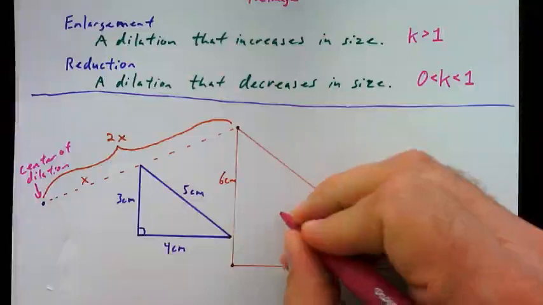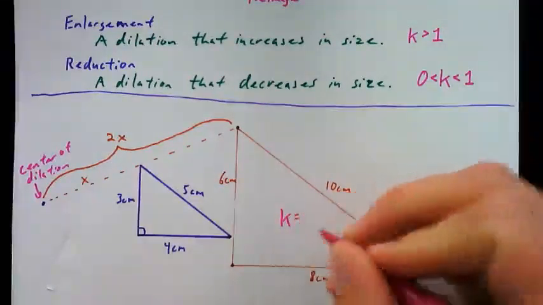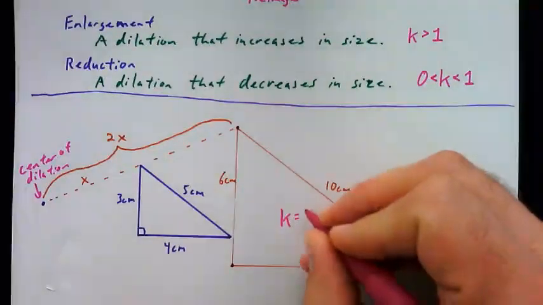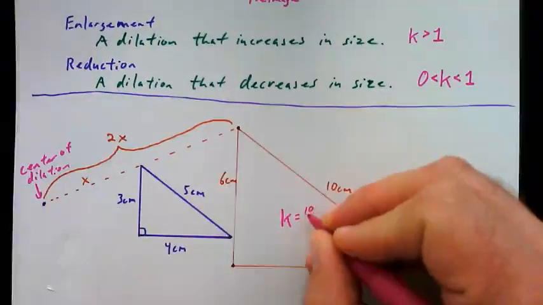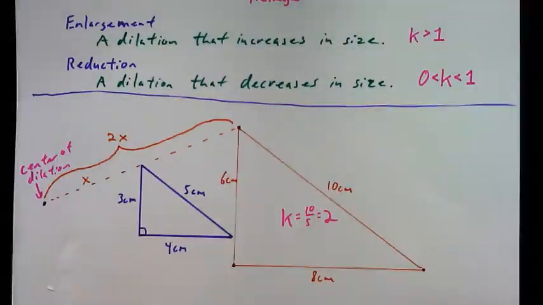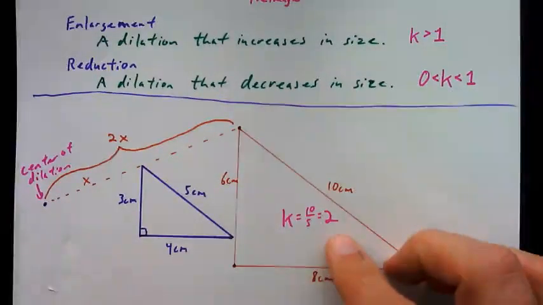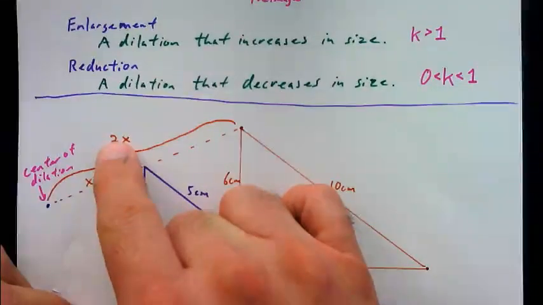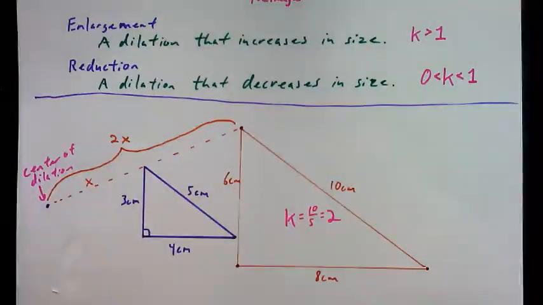So on this image, our scale factor, no matter which piece we use, let's say I just use the hypotenuse for a second, 10 over 5 gives me 2. Again, it doesn't matter which piece you use, it is 2 in every case, because that's essentially what we were multiplying by. Whenever we multiplied this distance by, that was our scale factor. That's our K. Now, could you also do the same thing with a reduction?